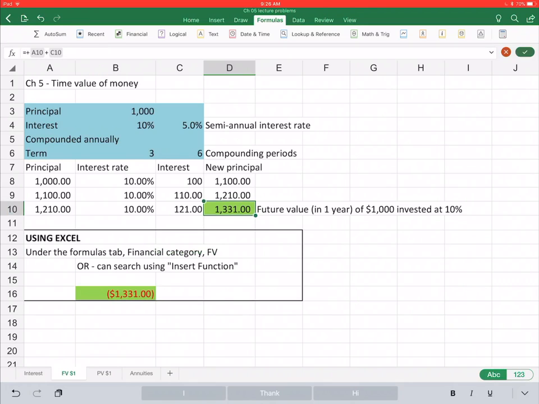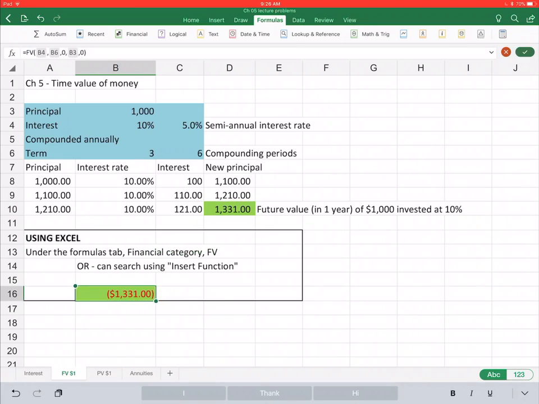If I do that, notice what happens in Excel. It gives me the exact same amount that I got when I used my table here, right? So if we're saying that we have $1,000 and we're going to invest it for the next 3 years and earn a 10% interest rate, it will grow to $1,331.